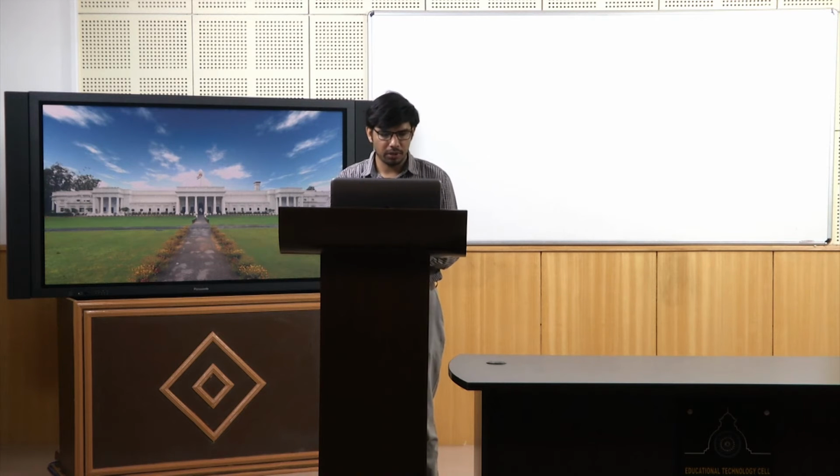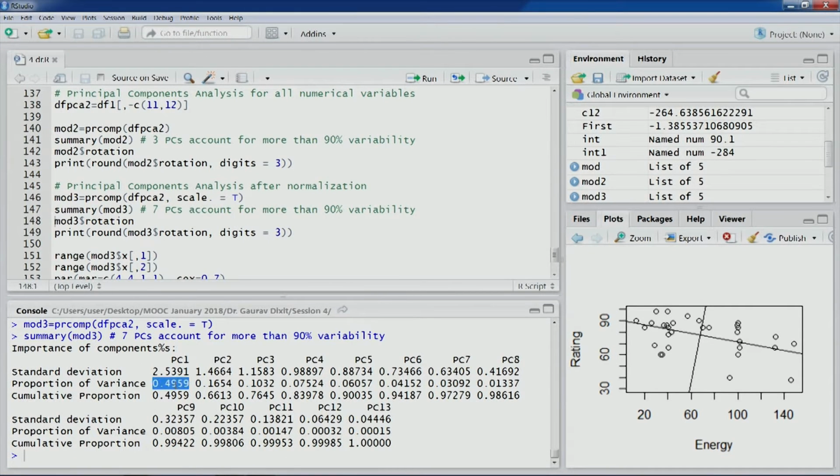Now if you look at the proportion of variance, we see that PC1 captures 50% of the variance, 16.5% is captured by PC2, and 10.3% is captured by PC3. You can see a much bigger role for PC3, and an even bigger role for PC4 at 7.5%. Similarly PC5 is 6%, PC6 4%, PC7 3%, and so on. So the first seven principal components capture more than 90% of the variability in the original variables.